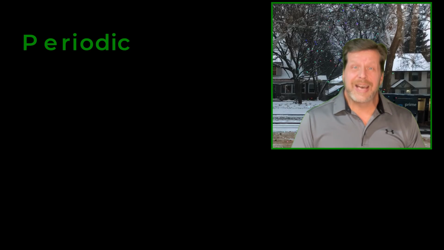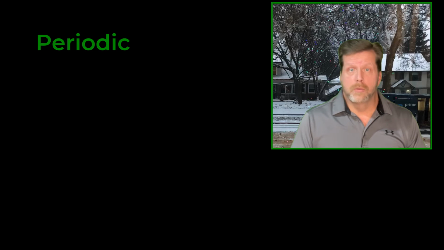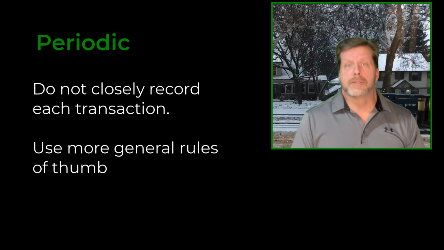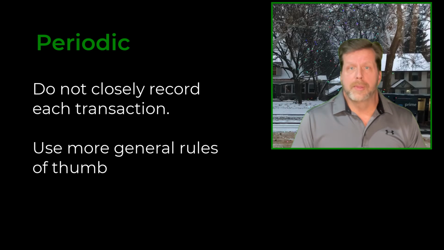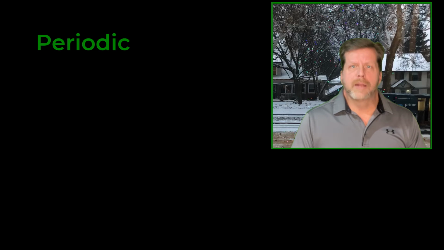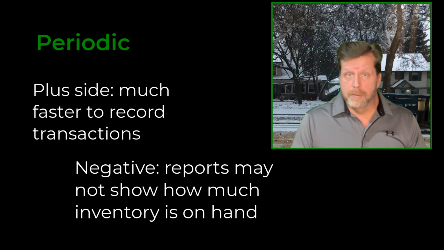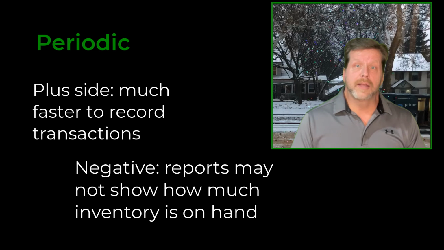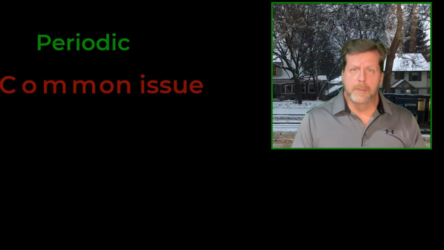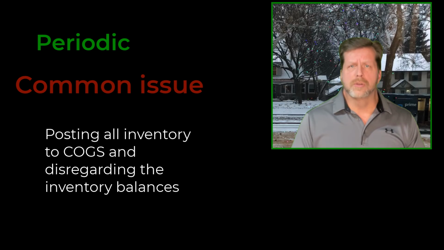Now let's discuss the periodic inventory system. An example is when you just record all your purchases as expenses and true up the inventory balances at month end, quarter end, or year end. The main benefit of doing this is that it is faster to record your transactions. A negative is that you might have less of a handle on how much of any given product you actually have on your shelves. A common issue that I see is that many small companies just post all the inventory purchases to cost of goods sold, a periodic inventory system. This is easier, less accounting work to deal with.